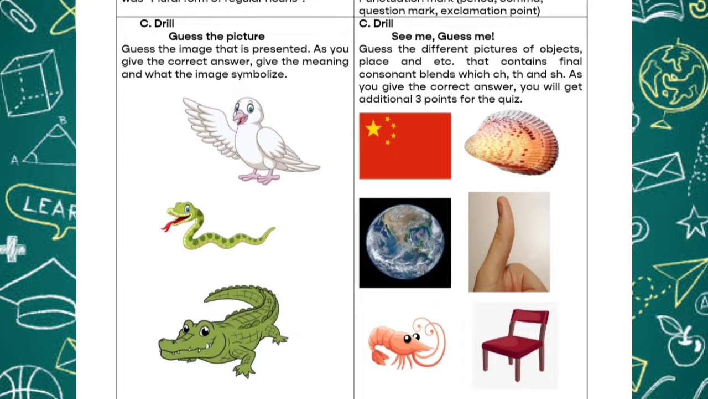The drill in the grade 4 column: guess the picture. Guess the image that is presented. Give the meaning and what the image symbolizes. The drill in the grade 5 column: see me, guess me. Guess the different pictures of objects, places, and so on that contain final consonant blends CH, TH, and SH. As you give the correct answer, you will get an additional 3 points for the quiz.